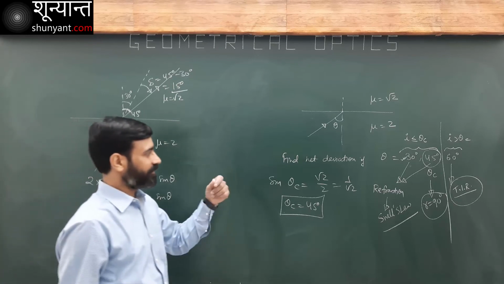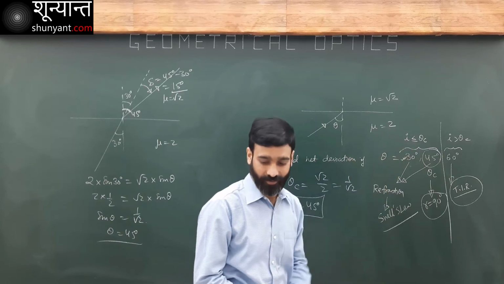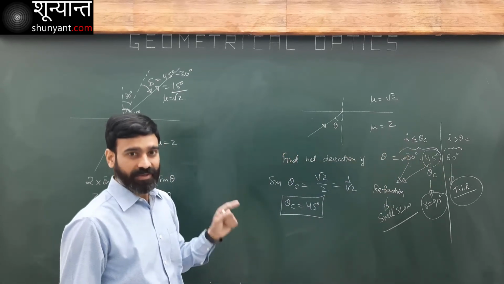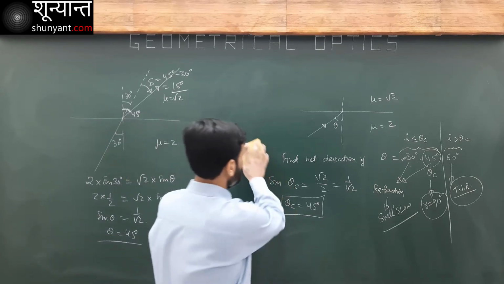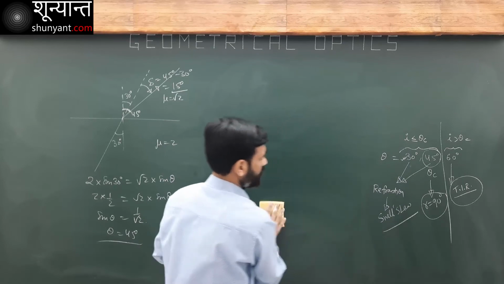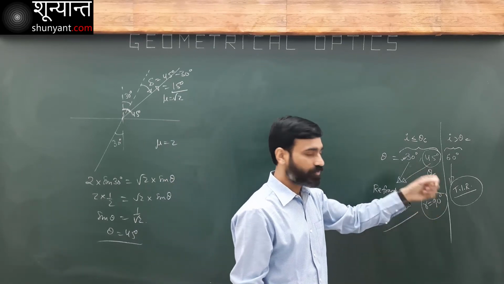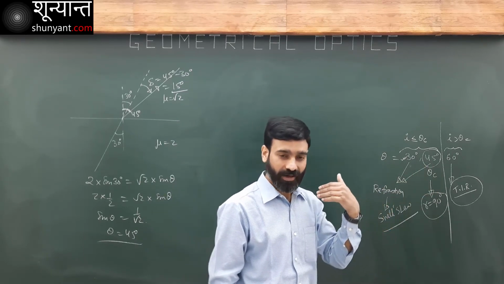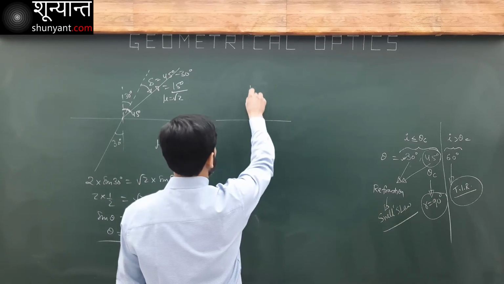You understand it? This is the critical angle, so the angle is of course going to be 90. Snell's law is applicable here too. You can write this directly, because this is the critical angle, so the angle of refraction is going to be 90. But you can find it using Snell's law also.